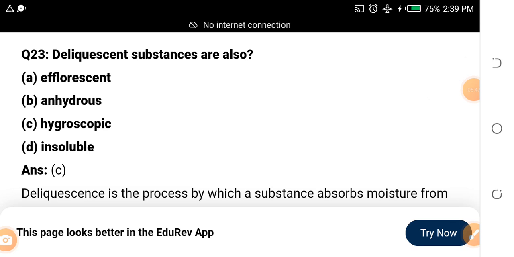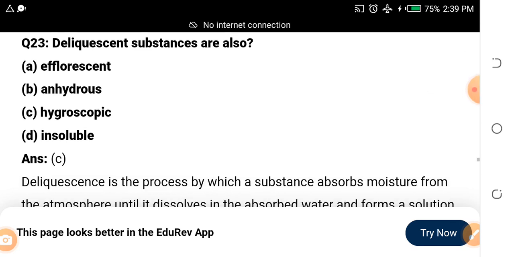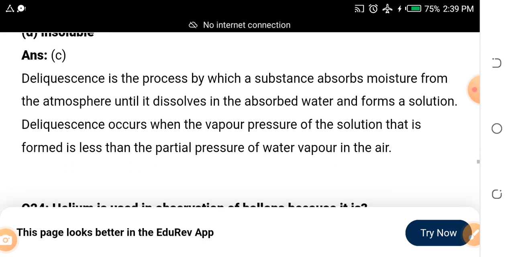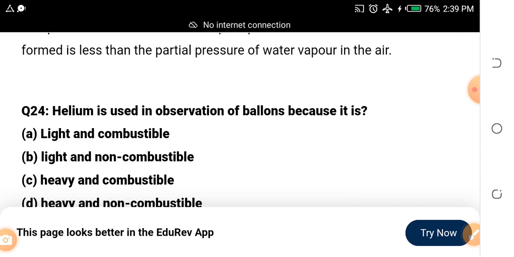Deliquescent substances, the answer, they are also hygroscopic. Let's look at it. Deliquescence is a process by which a substance absorbs moisture from the atmosphere until it dissolves in the absorbed water and forms a solution. Deliquescence occurs when the vapor pressure of the solution that is formed is less than the partial pressure of water vapor in the air. I hope you are learning.